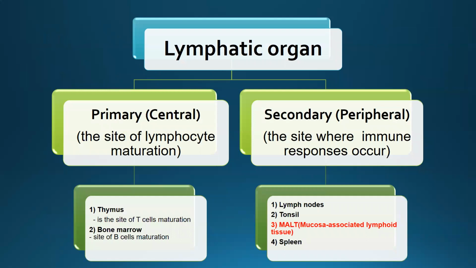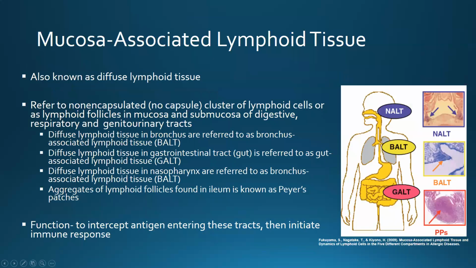Now we go to the mucosa-associated lymphoid tissue. They are also known as diffuse lymphoid tissue. They are non-encapsulated. There's no capsule. They are clusters of lymphoid cells or lymphoid follicles in the mucosa and submucosa. They can be present in the digestive tract, genitourinary tract, and also nasopharynx.